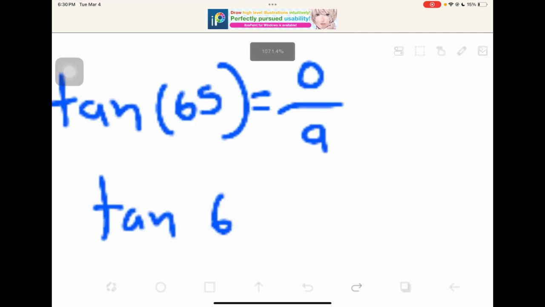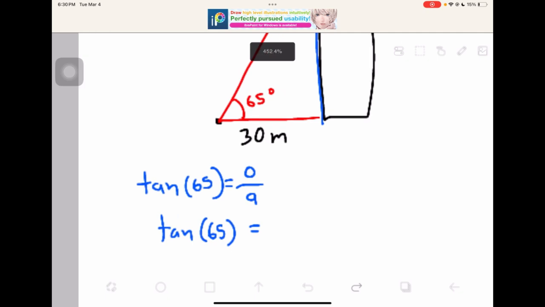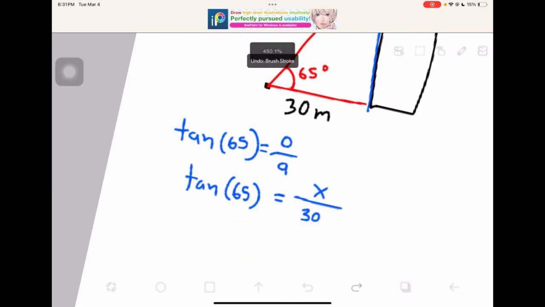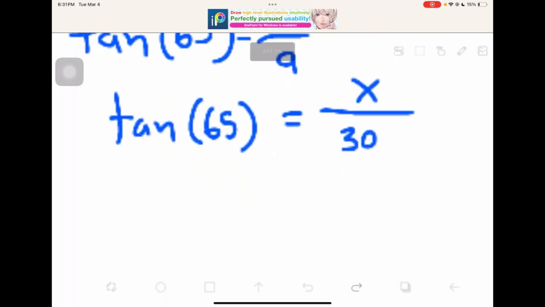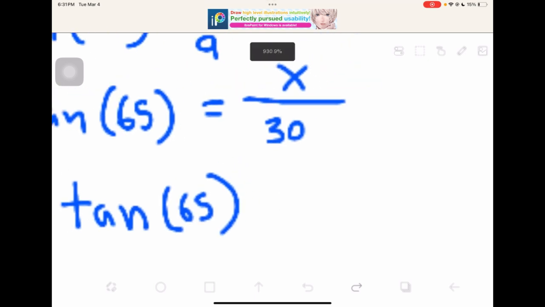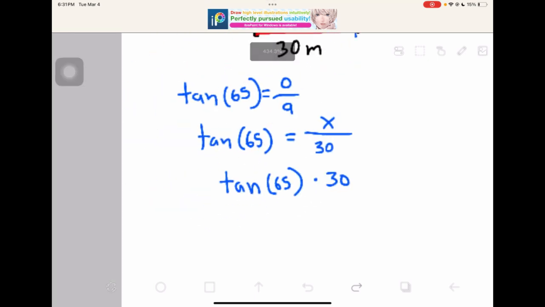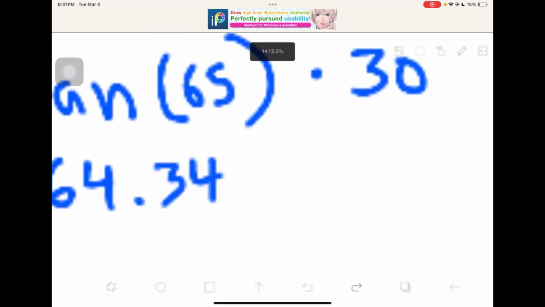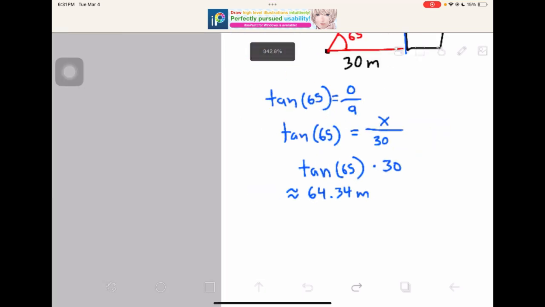Let's rewrite this. Tan 65 is equal to, we have the adjacent, that's 30, but we do not know what the opposite is, so let's call it x. And since the unknown is at the numerator, we simply do tan 65 degrees times 30. Tan 65 degrees on the calculator times 30. That's equal to about 64.34 meters. And that's your answer right there.